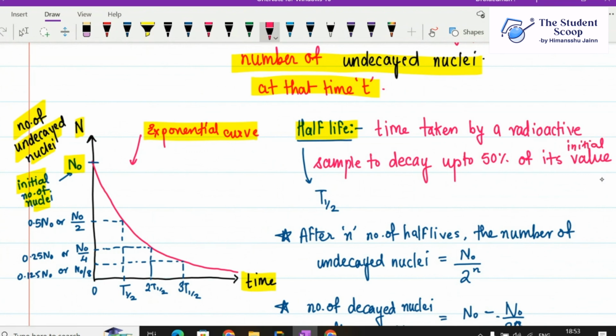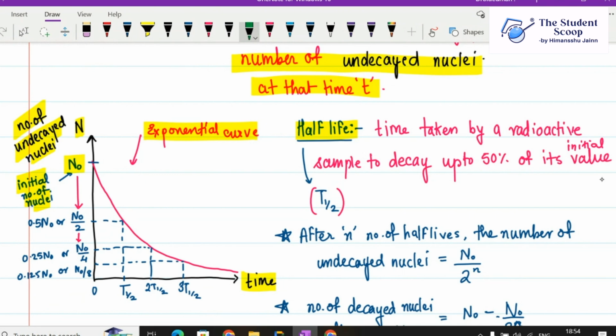For example, here you can see from N naught to N naught by 2, it will decay in one time period. This time is the half-life, T one half. So in one half-life, it will go from N naught to N naught by 2. Similarly, in another half-life, it will go from N naught by 2 to N naught by 4, and then N naught by 4 to N naught by 8. Like this, with every half-life it will keep on decreasing by half. What I have not drawn here is the new nuclei; it decays into new nuclei.